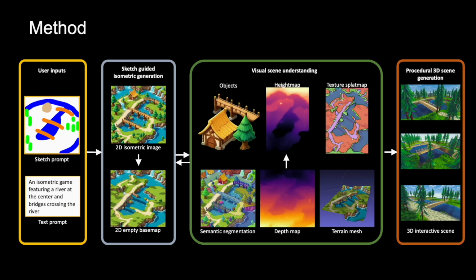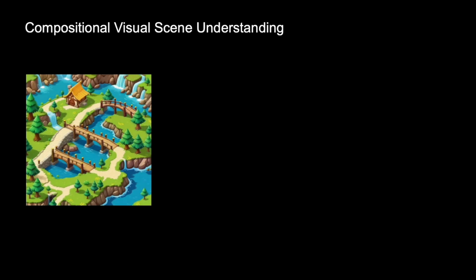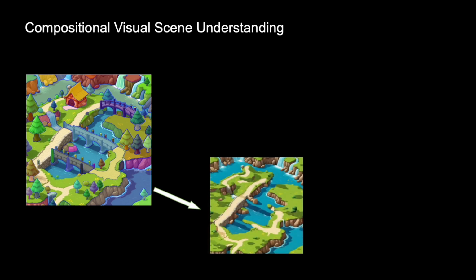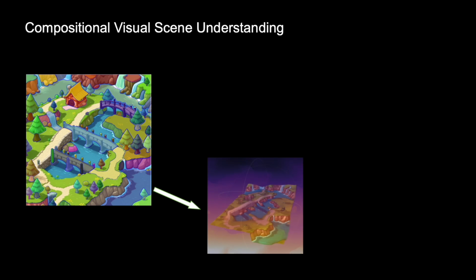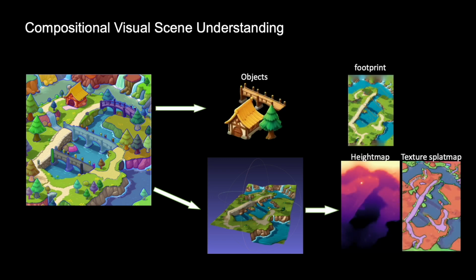After generating 2D isometric images, we perform compositional visual scene understanding to recover the necessary terrain parameters. Given an isometric 2D image, we apply SOTA semantic segmentation algorithms, such as Grounded Segment Anything, to separate the per-category foreground objects. After basemap inpainting, we reconstruct a coarse but watertight 3D terrain mesh using Depth Anything and Poisson reconstruction. We can then easily rotate the view to obtain a bird's-eye view of the terrain, and retrieve the height map and corresponding texture splat map using a combination of SAM and Osprey.